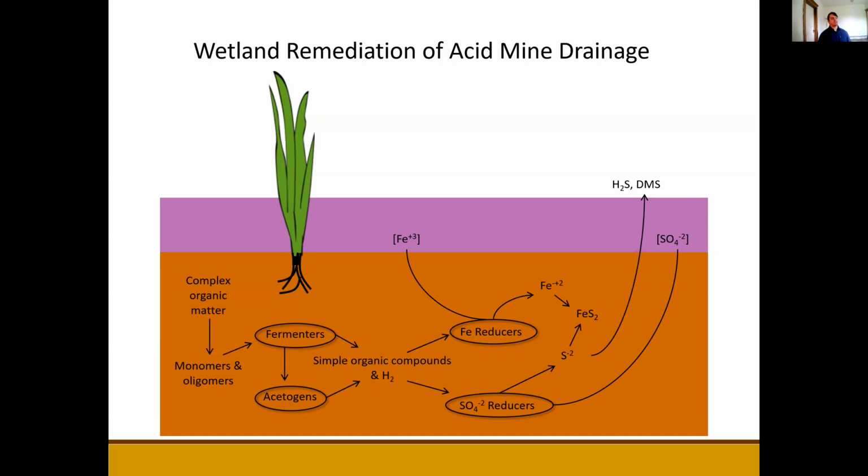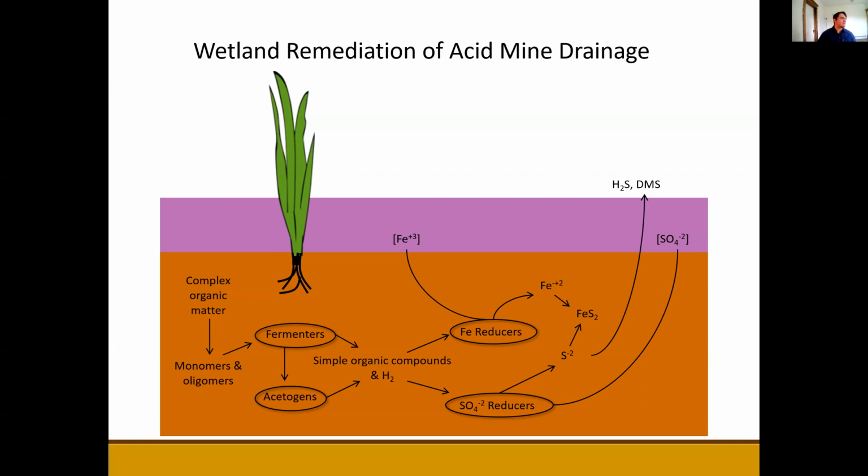The reduced sulfur can then also leave the system gaseously via the formation of hydrogen sulfide gas or dimethyl sulfide. Due to these processes, wetlands are often constructed for the treatment of contaminated waters. But as you can see, this is a complex system, and many questions remain with regard to how different wetland construction approaches affect the development and activity of these microbial populations.